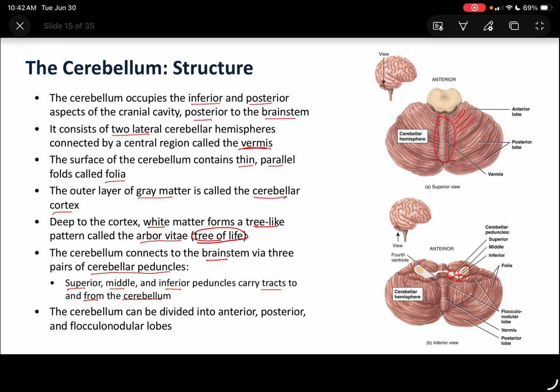We also then divide our cerebellum into an anterior, posterior, and flocculonodular lobes, all right? So we've got our anterior lobe here, our posterior lobe here, and this weird little bit right here, this is our third, our flocculonodular lobe. So say that 5 times fast. So there's our flocculonodular lobes, okay? So that is going to be the various structures.